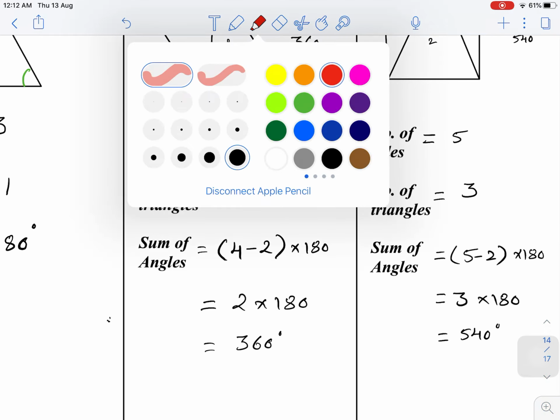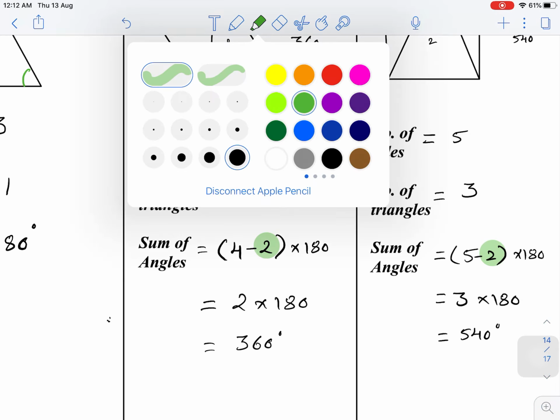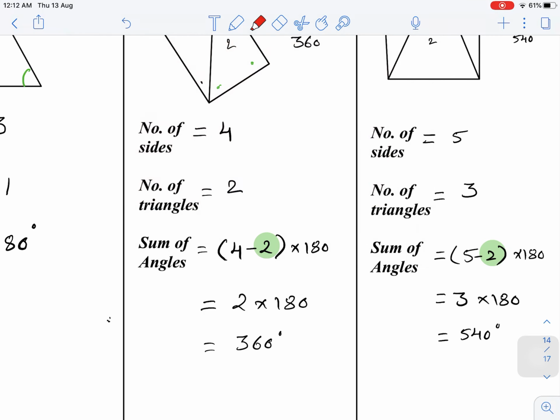So what does it mean? That every time this 2 is repeating itself. Okay, and what are these numbers? Let me highlight it with a different color. This 4 and this 5 are the number of sides, and this 2 is a repeating fixed number. And 180 is the sum of all interior angles of one triangle.